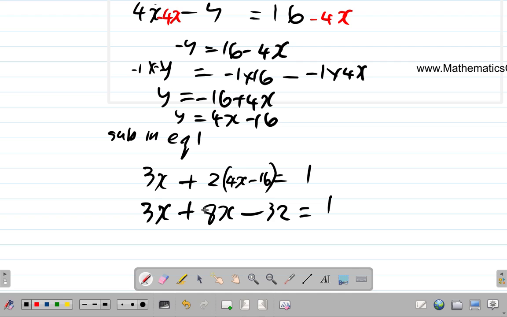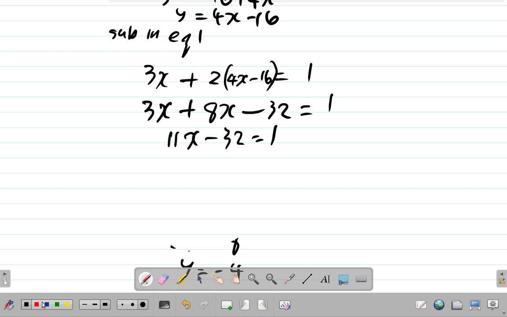3x plus 8x is 11x. 11x minus 32 equals 1. But if we want to get rid of the 32, what we'll have to do is add 32 to both sides. We say plus 32, plus 32, on the left and on the right. What we have is 11x minus 32 plus 32. The 32 is gone on the left. Equals 1 plus 32, which is 33.